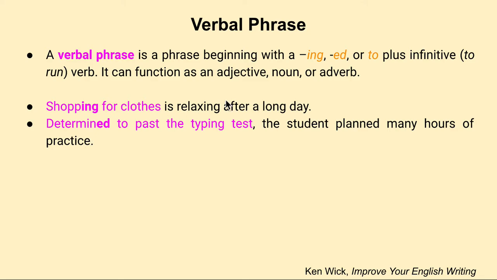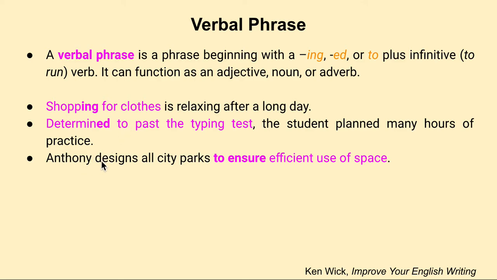The next example is a verbal phrase, determined to pass the typing test. It starts with a verb that ends in ed. Determined to pass the typing test, the student planned many hours of practice. This is a verbal phrase. And Anthony designs all city parks to ensure efficient use of space. So to ensure efficient use of space is a verbal phrase, and the verbal phrase starts with a to infinitive verb. So those are examples of the verbal phrases.